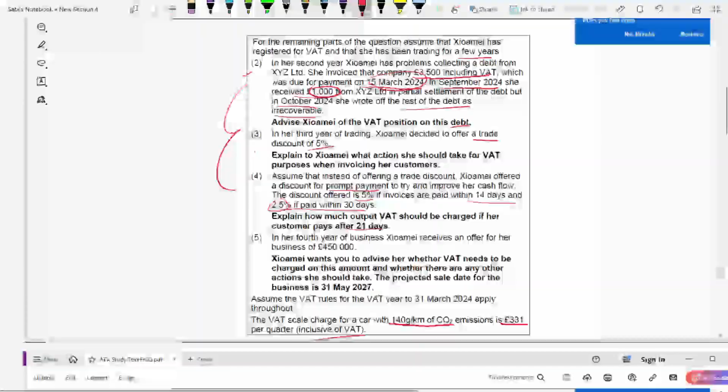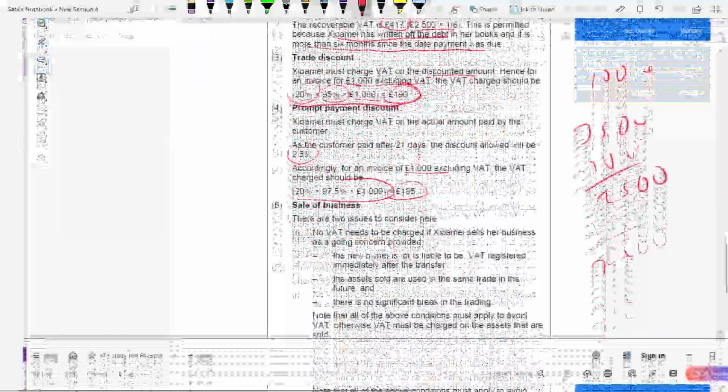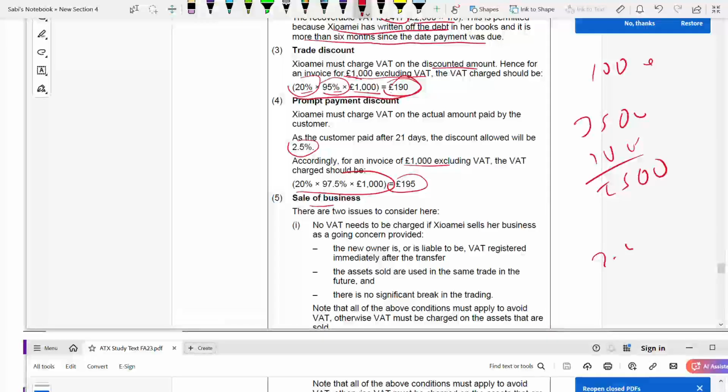The last one, in the fourth year, this is an offer for a business of 450. Now, whether VAT needs to be charged on this amount and whether there are any other action that she should take, the projected sale date for the business is 31st May 2027. Now, so this is a sale of a business now. There are two issues you have to consider.